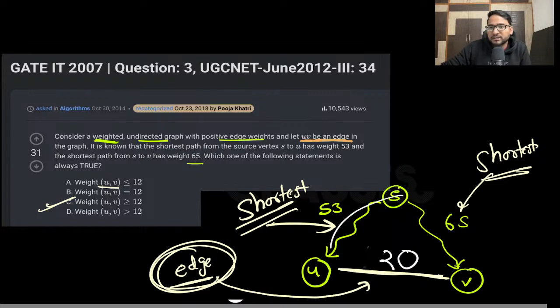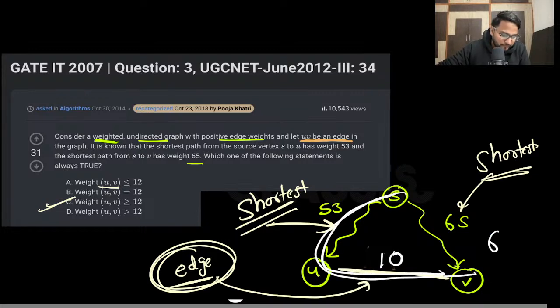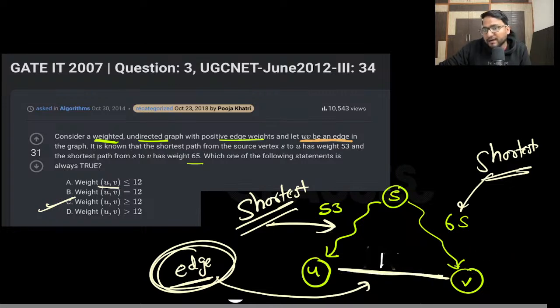Yes, maybe it is 20, because it is not violating any property. Can it be 12? Maybe. And can it be 13? Maybe, because it is not violating any property. But can it be 10? If it is 10, then it is a problem, because otherwise the shortest will be 63 only. Right? Shortest will be 63 only. If it is 10, then this is a problem. So it cannot be 10, 11 or something like this.